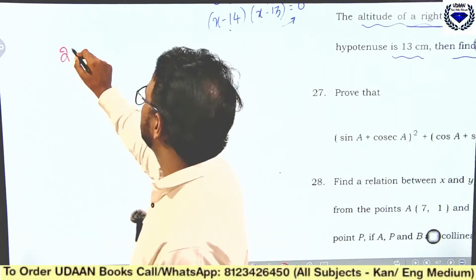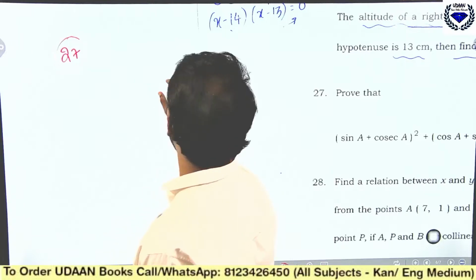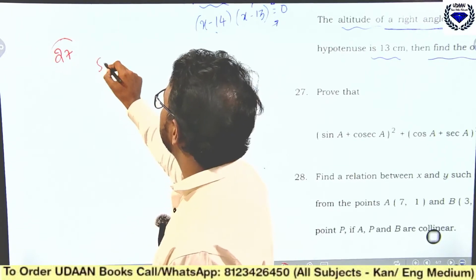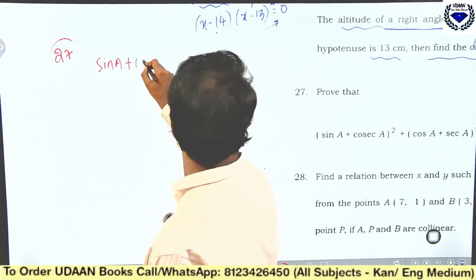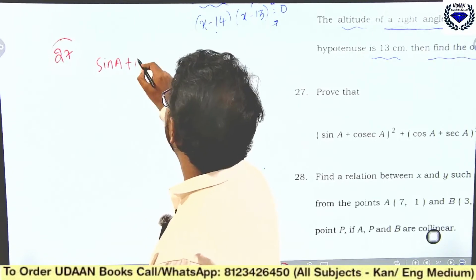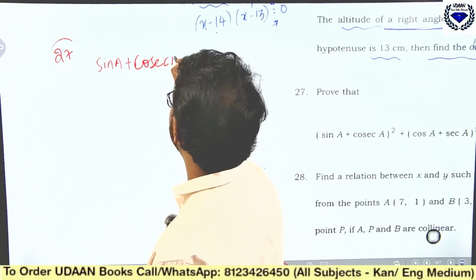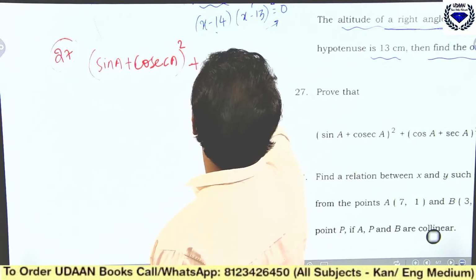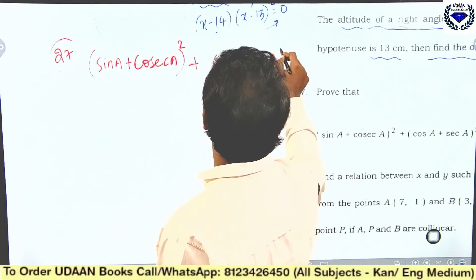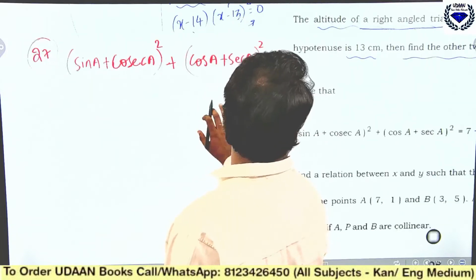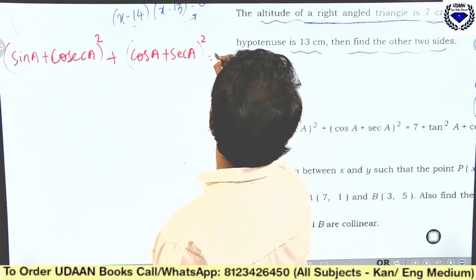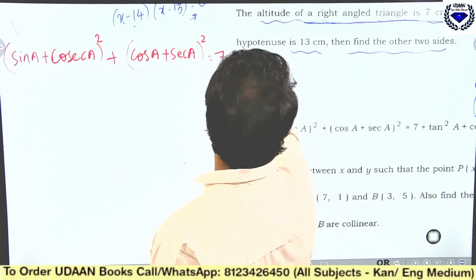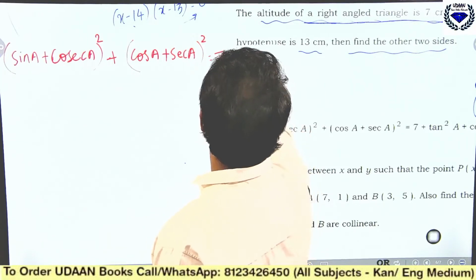So coming to the solution of question number 27. Question number 27 says that sin A plus cosec A the whole square, plus cos A plus sec A the whole square, is equal to, you should prove, 7 plus tan square A plus, you should prove what?